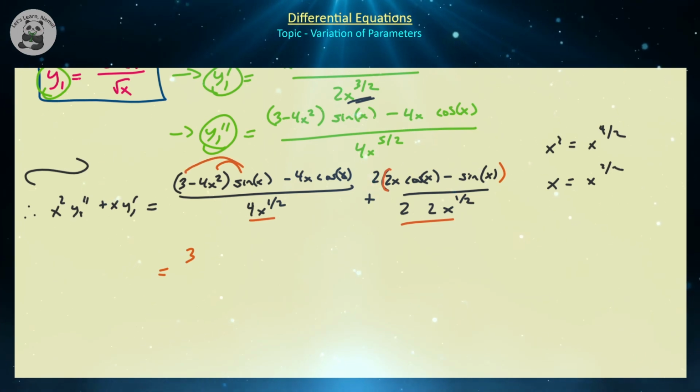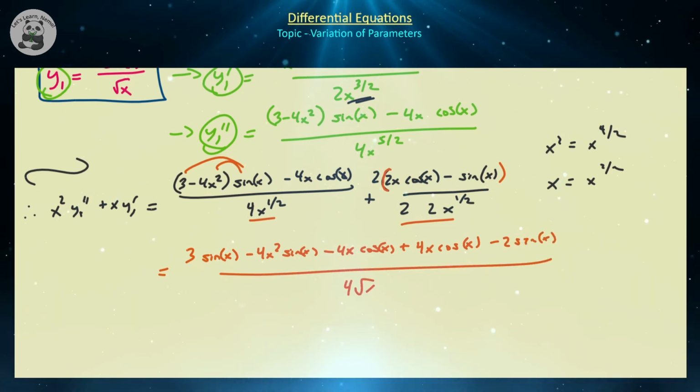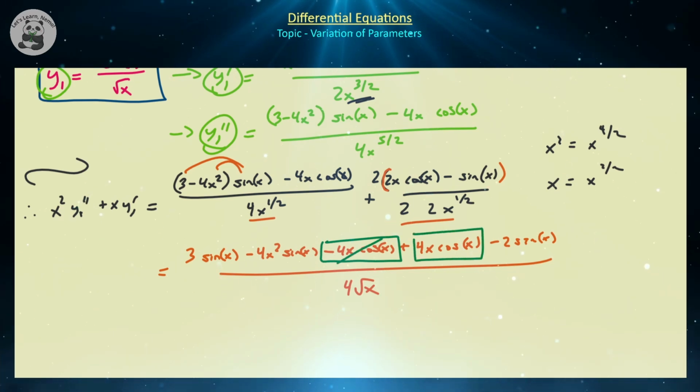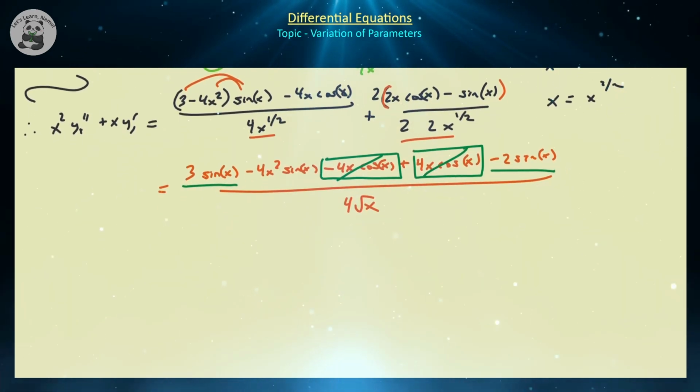So let's just distribute this out. We're going to have 3 sines of x minus 4x squared sines of x minus 4x cosines of x. And then over top here, we're going to have 4x cosines of x and then minus 2 sines of x, all over 4 square roots of x. If you look at what we have here, notice that we have a minus 4x cosine of x and a positive 4x cosine of x, so those are going to cancel each other out. We have a 3 sine x minus 2 sine x, that's going to give us 1 sine of x. And then that 4x squared sine x term is sort of chilling out by its own.